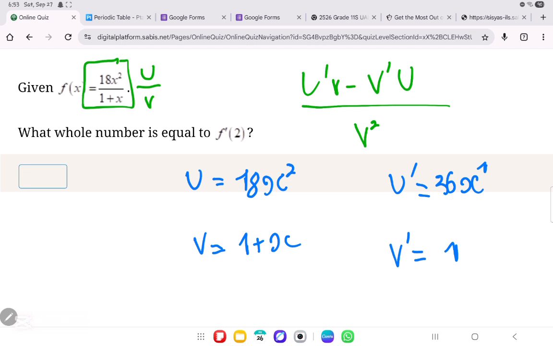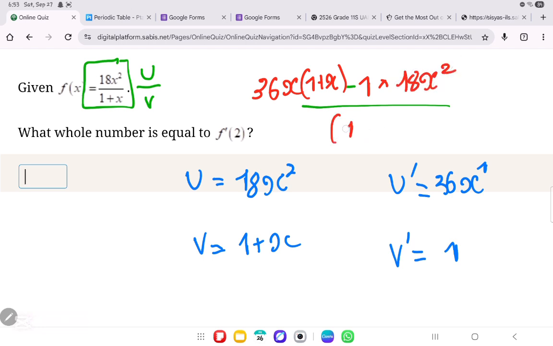Now that we have all of this, we can input them instead of this fraction over here. So we start with u prime v. First of all, what is u prime? U prime is 36x times v. What's the value of v? V is 1 plus x, minus v prime u. What is the value of v prime? The value of v prime is 1 times what? Times the value of u, which is 18x squared, over the value of v, which is 1 plus x to the power of what? To the power of 2.